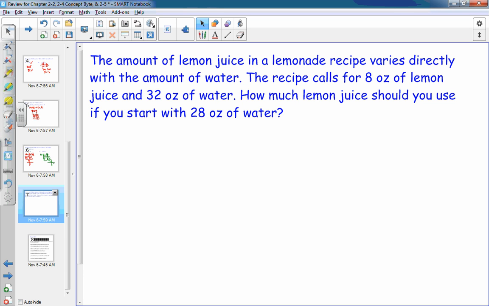So this says the amount of lemon juice in a lemonade recipe varies directly with the amount of water. In other words, it's direct variation. The recipe calls for 8 ounces of lemon juice and 32 ounces of water. Now, here's the beautiful thing about this. I can say that my x represents water and my y represents juice. Brooke can say, no, she doesn't think like that.